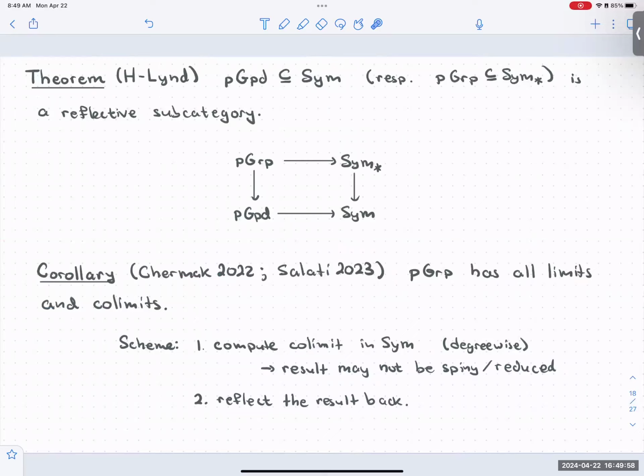But maybe just before, I'll briefly say that partial groupoids turn out to be a reflective subcategory of symmetric sets. So there's left adjoints here. Likewise, there's left adjoints here. And I guess there's also left adjoints here and here. And the diagram with all those left adjoints also commutes, which is unusual.